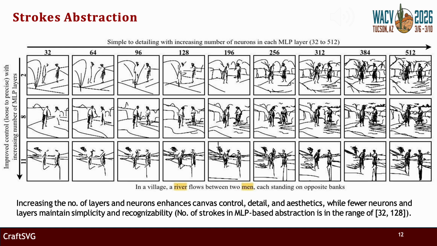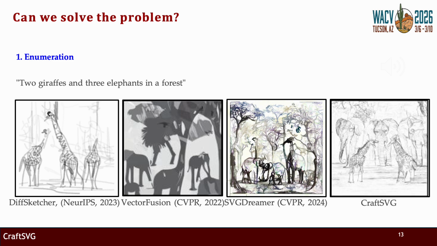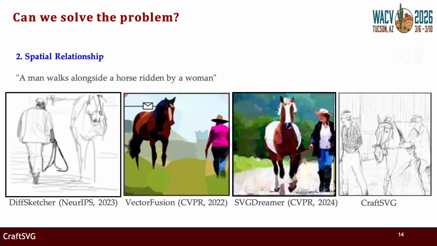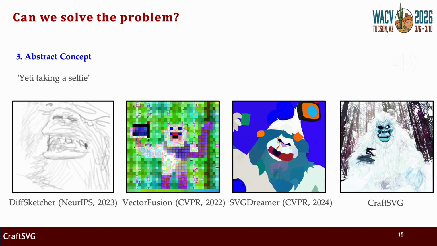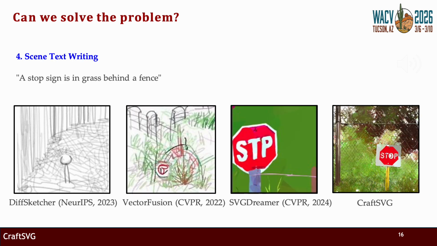Coming back to the initial multi-object problems, we can see that CraftSVG accurately generates exactly 2 giraffes and 3 elephants without blending them, while other methods are unable to do so. Similarly, CraftSVG correctly positions the walking man alongside the horse while the woman is riding it, whereas the other methods again fail to do so. Additionally, our method successfully handles abstract or surreal concepts such as a Yeti taking a selfie. Our method is also capable of accurate scene text writing, cleanly generating the word stop on a signpost.